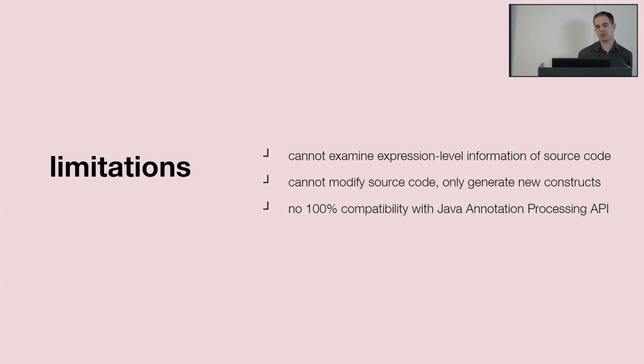It cannot examine the expression level information of the source code. It can examine the classes, the names of the classes, the functions of the classes, the properties, the parameters of the function, etc. But it cannot look inside the function bodies at all, so you cannot check what expressions, what statements are written inside the functions. Also, it cannot modify the existing source code. It can only generate new constructs, compared to Kotlin compiler plugins.